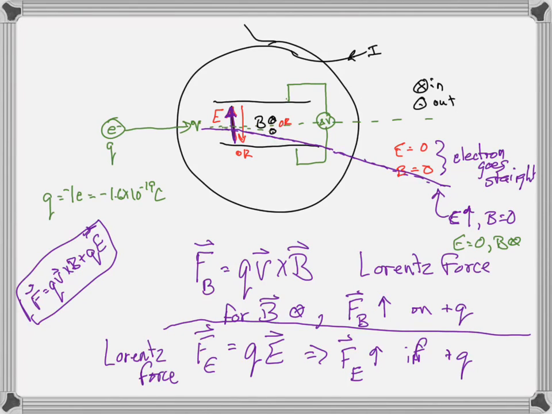The Lorentz force is the sum of the two forces, but if one is 0, then it's just one or the other. So the magnetic force will deflect a charge, and an electric force will deflect the charge. What a velocity selector is: let's create two forces, the magnetic and the electric force, that cancel out and don't deflect the charge at all.